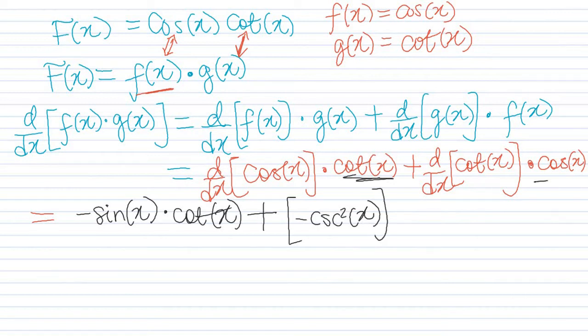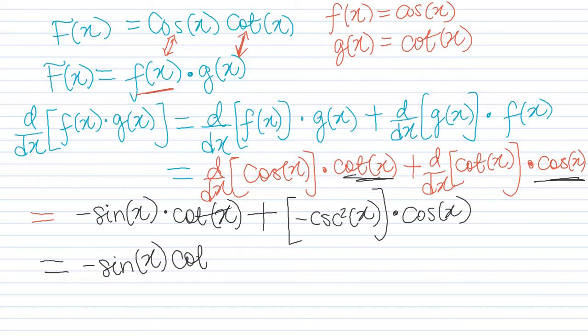Now that was multiplied by cosine here at the bottom, so we have cosine x. So when we rewrite everything, we have negative sine x cotangent x minus cosecant squared x cosine of x. So we have that written down.